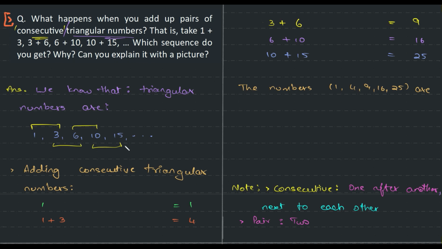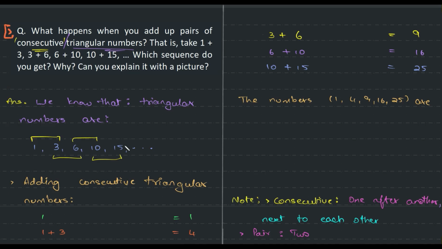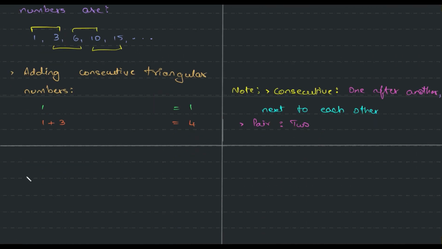Because for me it kind of looks obvious, but for you guys it may not. So let me draw it out. You might not remember, it's okay. This is 1 and this is 1 plus 3, right? And next one is 3 plus 6.